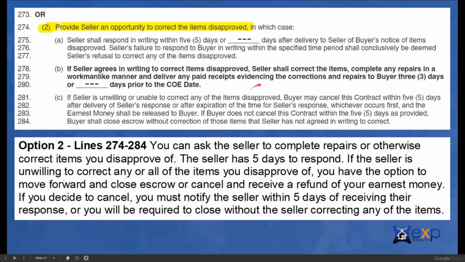Okay, so now we're going to go to option 2. You can ask the seller to complete repairs or otherwise correct items you disapprove of. The seller has 5 days to respond. If the seller is unwilling to correct any of the items you disapprove of, you have the option to move forward and close or cancel and receive a full refund of your earnest money. If you do decide to cancel, you must notify the seller within 5 days of receiving their response, or you will be required to close without the seller correcting any of these items. Any questions on that?